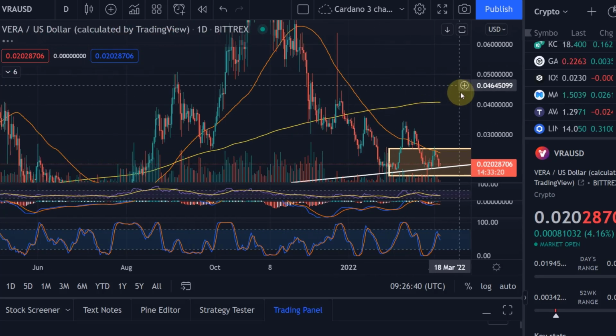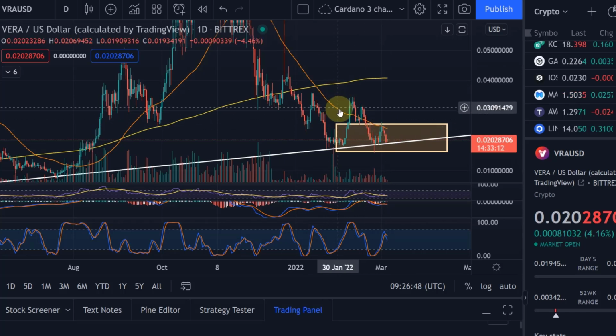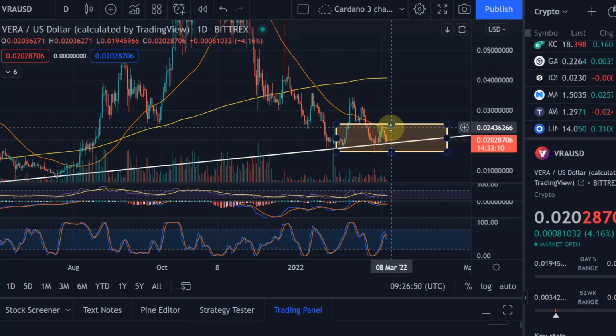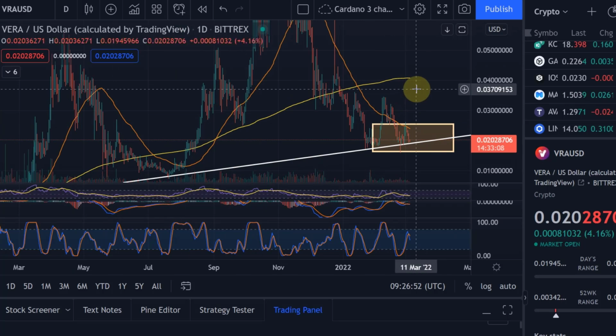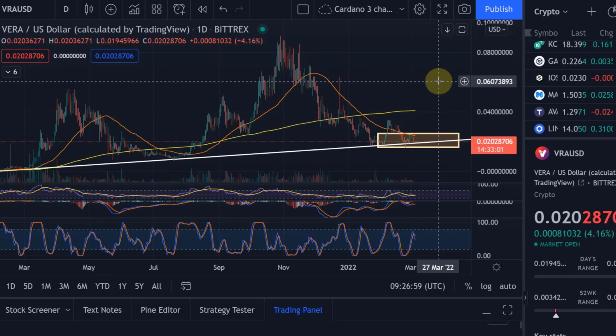I wouldn't really want to talk about a confirmed breakout until we break above this 3.5 cent level here. This would also involve us breaking above the 50-day moving average, which is coming down here in orange and pushing the price currently down a little bit. So there's a lot to do for Verasity still, but I think it's a really promising project and I think it's going to do really well.